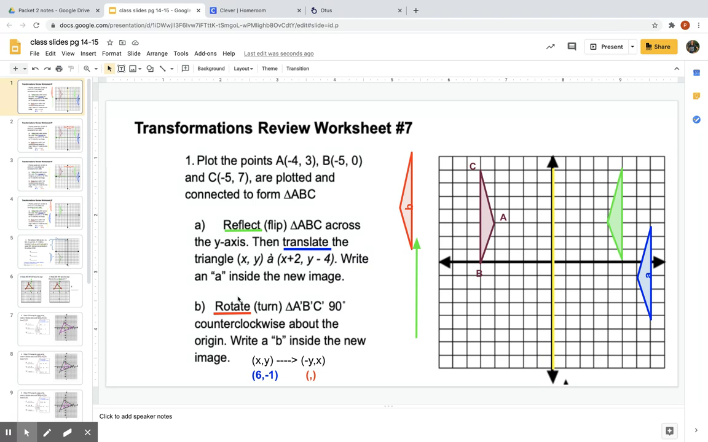Next and last, we're going to rotate it 90 degrees counterclockwise. Once again, I'm going to trace my triangle. This time I'm going to trace it red. And like all rotations, I'm going to draw my 12 o'clock arrow. And I know that 90 degrees means 1/4 of the way around. So I'm going to need to rotate my arrow 90 degrees like that. Okay, now I'm going to bring my triangle along with it.